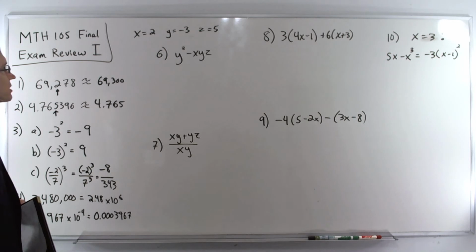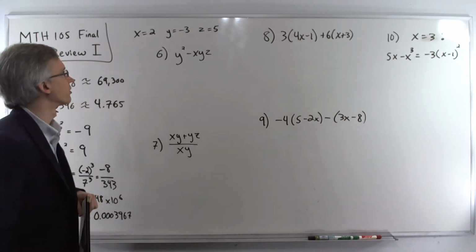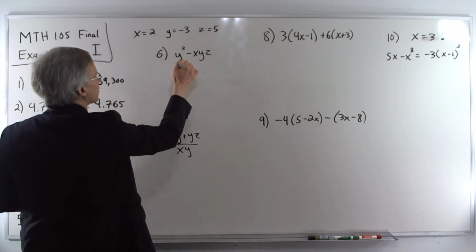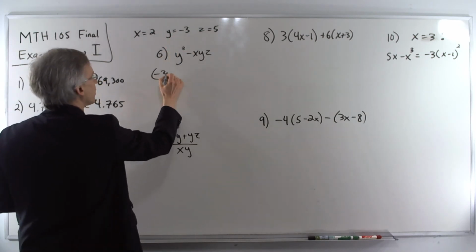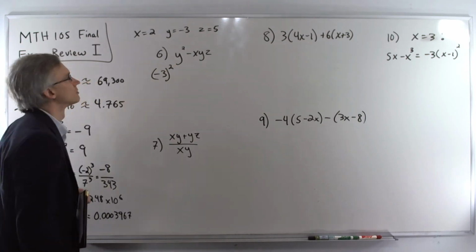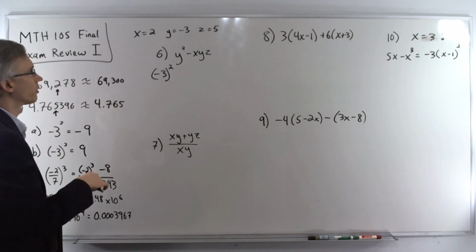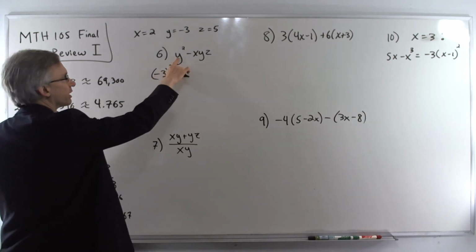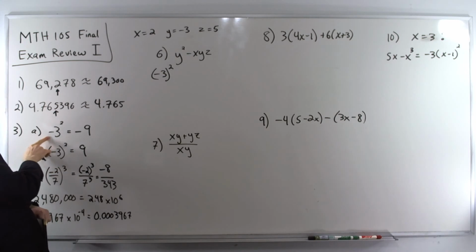Order of operations. So we're given the values of the variables. We're going to plug them in and evaluate. y is -3, so we're going to do y squared here. So that's -3 in parentheses, squared. Make sure you put it in parentheses because we want to square the entire value of y, not just the 3. So we want to write it like this, not like part A.